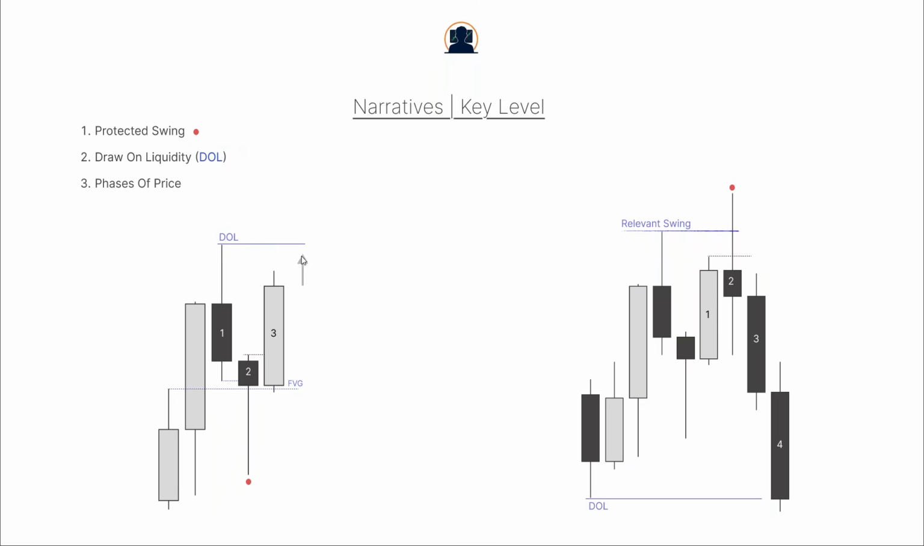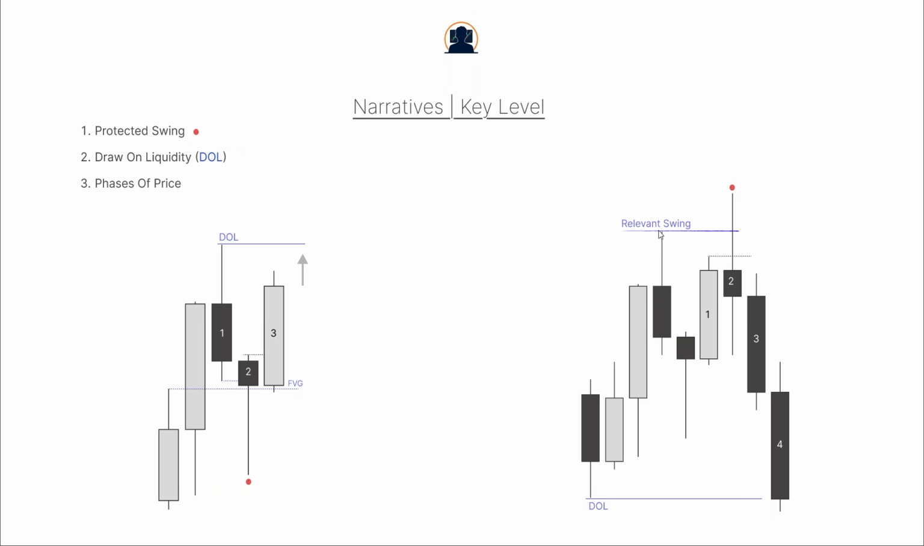So this becomes our draw on liquidity. So you can see we are blending higher time frame narrative with key level, how price reacts from key level, in order to determine our bias of the next candle, right? And we have another example right here. You can see that price trades into this relevant swing and forms a swing point from where? From this relevant swing, which is our key level, right?